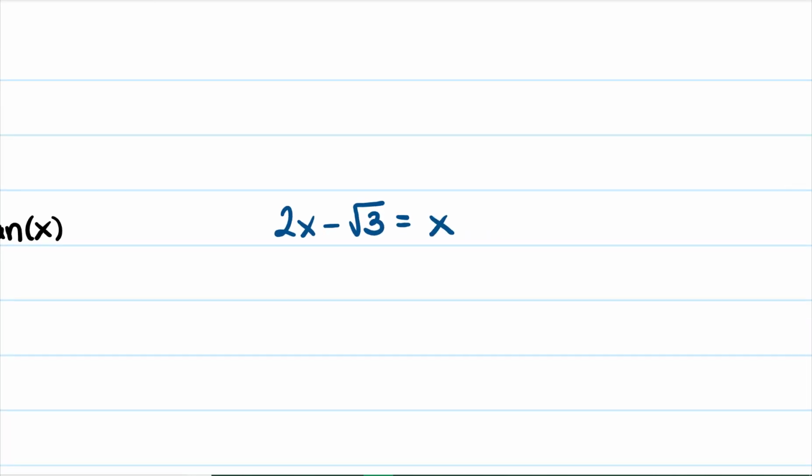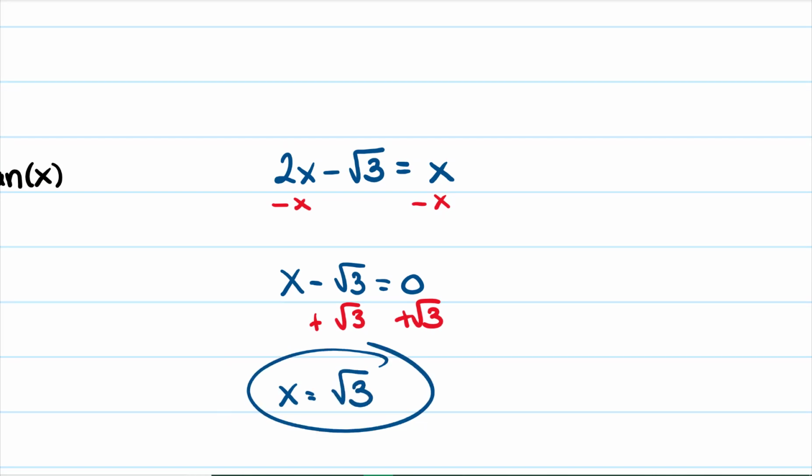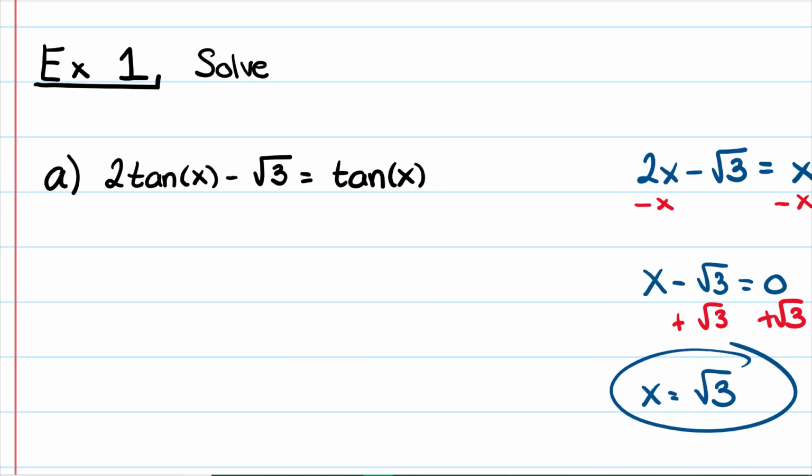If I asked you to solve this back in like algebra 1, this wouldn't be a problem. We would subtract x from both sides. So you would get x minus radical 3 is equal to 0. And then we would add radical 3 to both sides. So we would get x equals the square root of 3, and we would be done. It's very, very similar with trig equations. Instead of solving for x, we're going to solve for tangent of x. So we're going to try to get tangent of x all by itself.